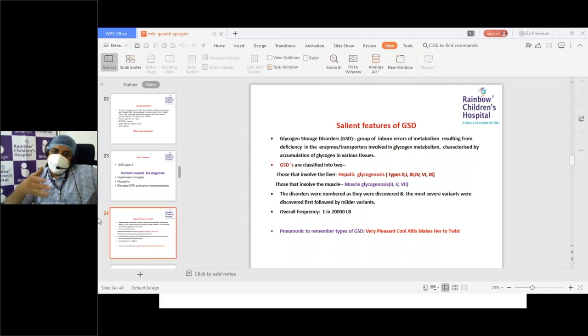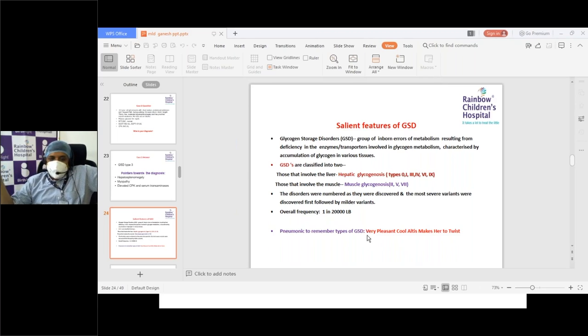Okay, so there are various mnemonics to remember these GSDs, and one of the easiest is this: all of us have a great desire to go to Switzerland for a holiday, right? Especially Mount Pilatus and Mount Titlis, which make people come and see them every time. So it's a very pleasant, cool Pilatus that makes her taste. So what does V stand for? Type 1 GSD, which is Von Gierke disease.